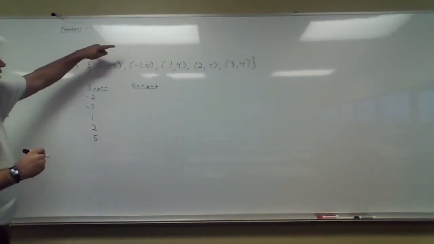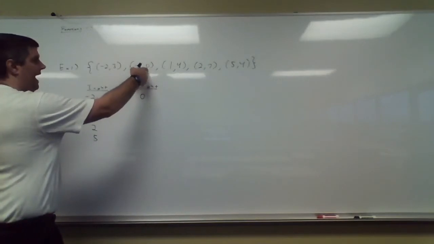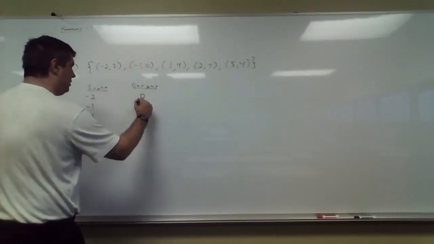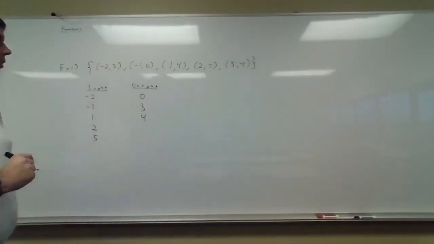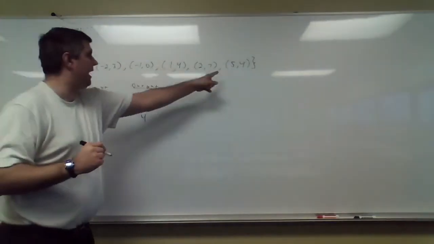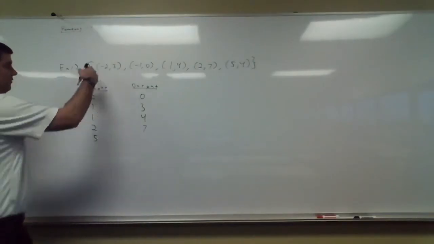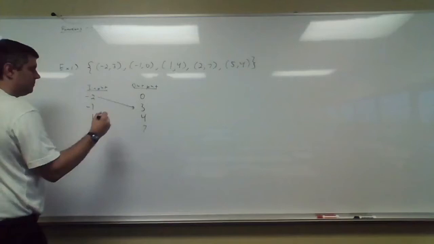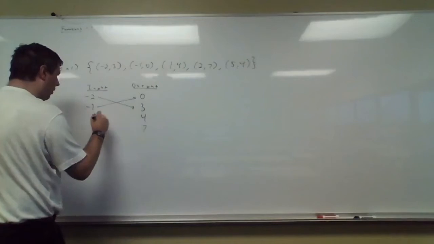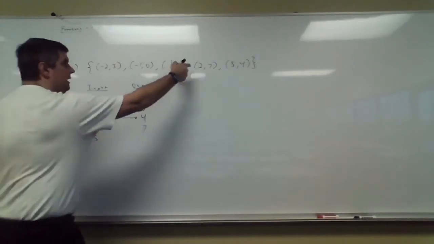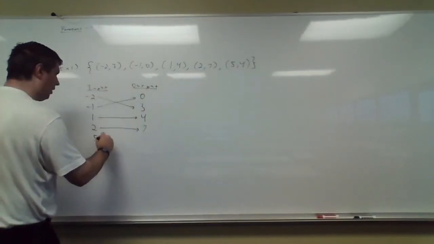We also have the lowest output variable I see, which is 0. And then we have 3, then 4. I'll write 4 only once. And then we have 7. Now, -2 is matched with 3. -1 is matched with 0. 1 is matched to 4. 2 is matched to 7. And 5 is matched to 4.